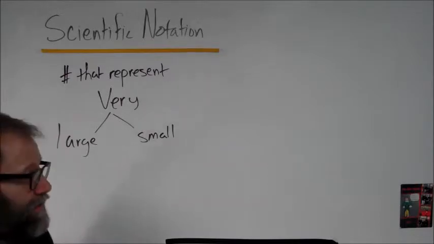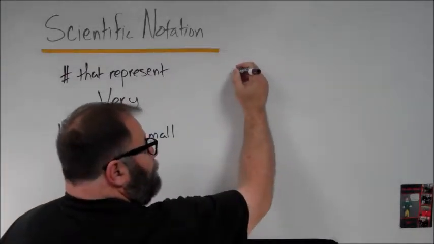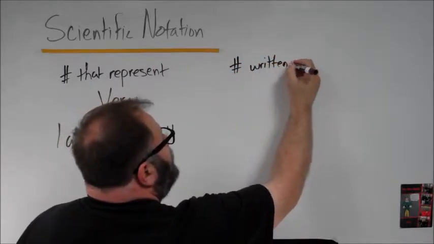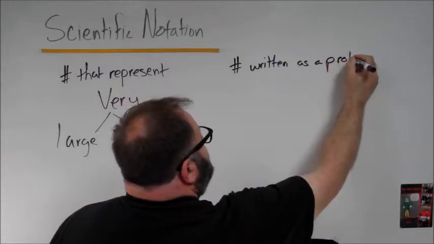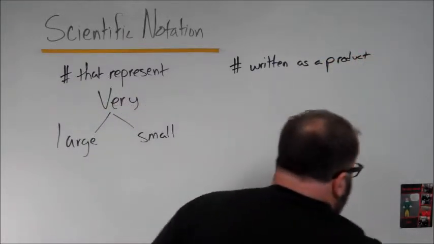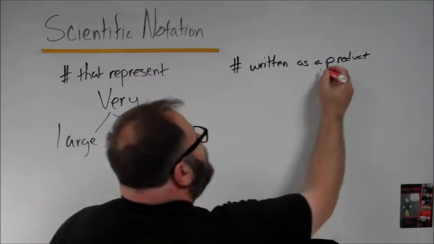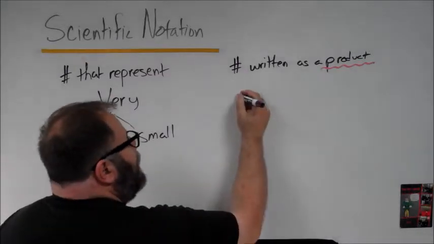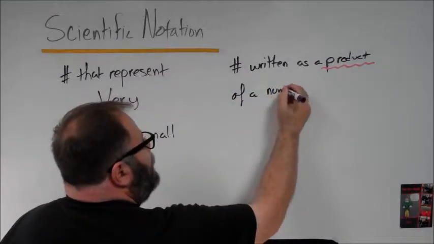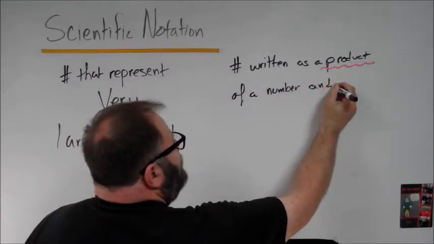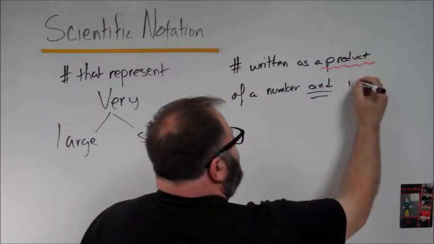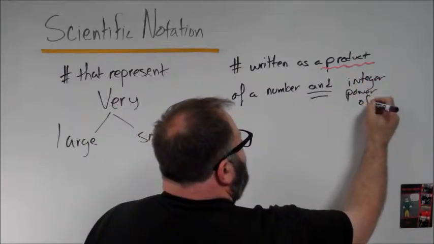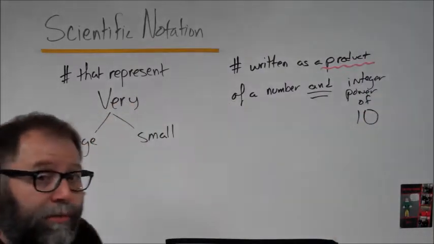Now the definition for scientific notation then is it is a number written as a product. And remember what product is. Product is the answer to a multiplication problem. The product of a number and an integer power of 10. So I'm going to put two examples on now.